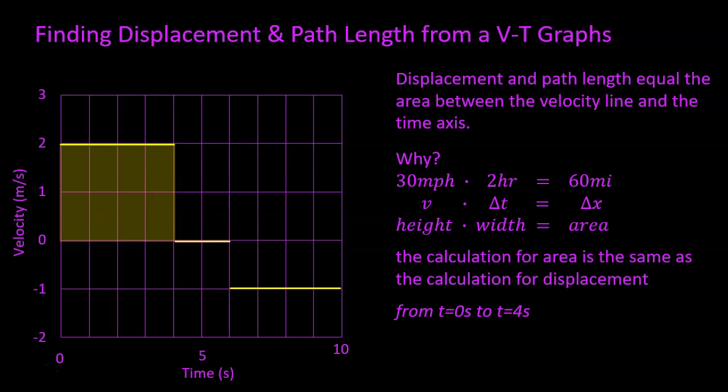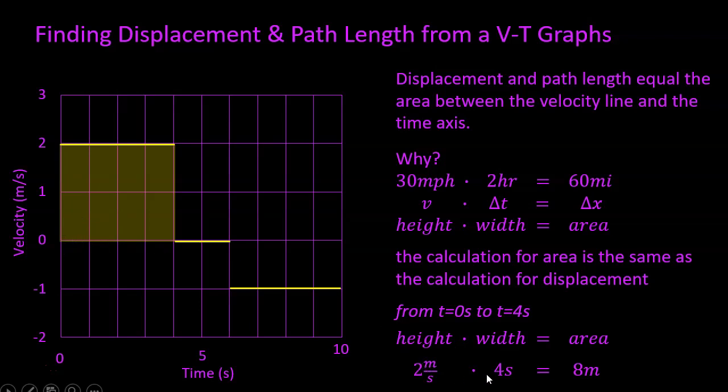So let's take an example. From 0 seconds to 4 seconds, let's find the displacement. Well, to do that, we need to find the area under the velocity line from 0 seconds to 4 seconds. Well, that happens to be this shaded area. We need to take the height times the width. The height is 2 meters per second, and the width is 4 seconds.